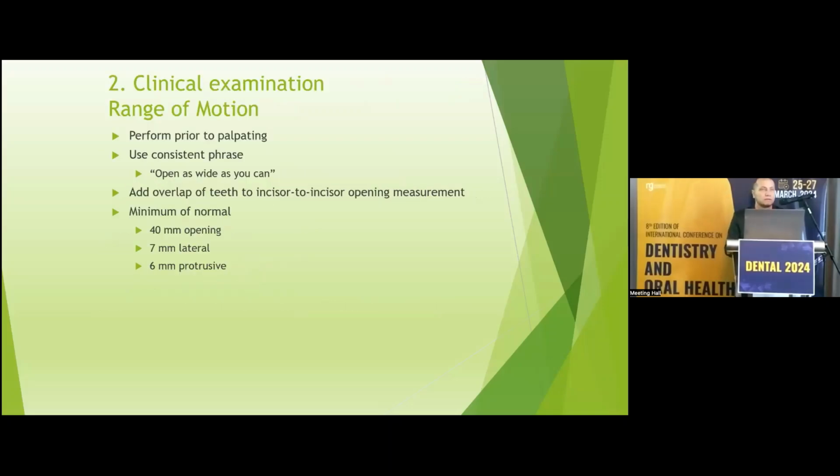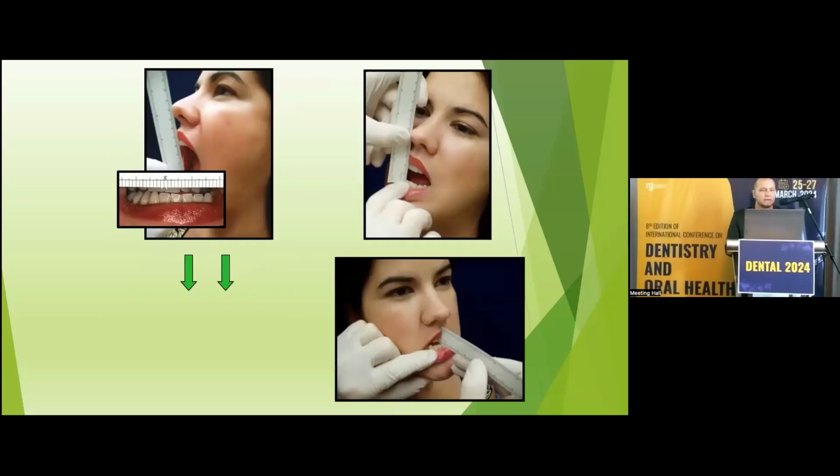After we're done with the history taking, or what we call the interviewing of the patient, then we do the clinical examination or the range of motion. We have to check what is the maximum opening, what is the lateral opening, and what is the protrusive opening. We have average numbers of 40 millimeters, of course, plus minus 5, 7 plus minus 2 for the lateral, and 6 plus minus 2 for the protrusive. And you can easily just use a simple ruler to check that.